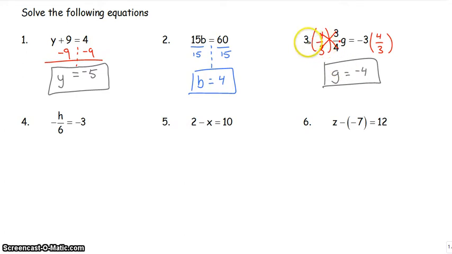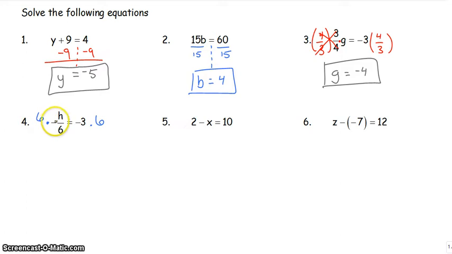The difference between a problem like number 3 and number 4 is number 3 I have the fraction in front of the variable. Number 4 I have the variable in the numerator of my fraction. Keep in mind, we do not want to move this variable. So I do not want to multiply by 6 over h. I never want to move that variable in a one-step equation. So a problem like number 4, it's h divided by 6. I'm going to do the opposite and multiply by 6.